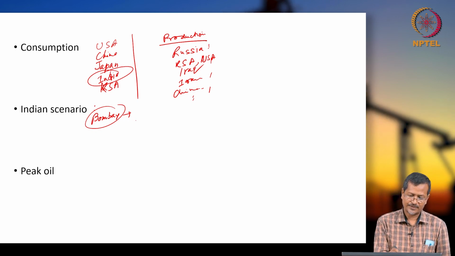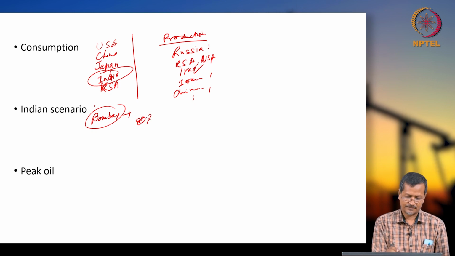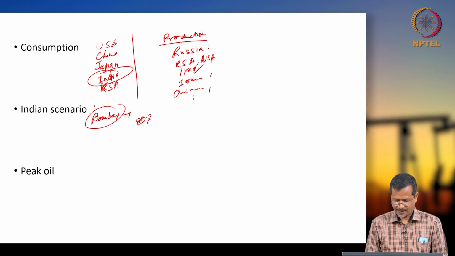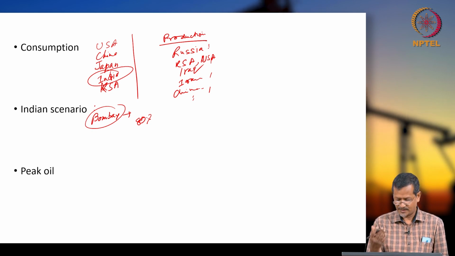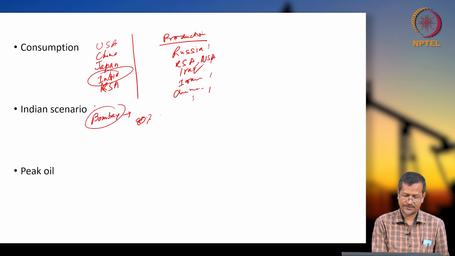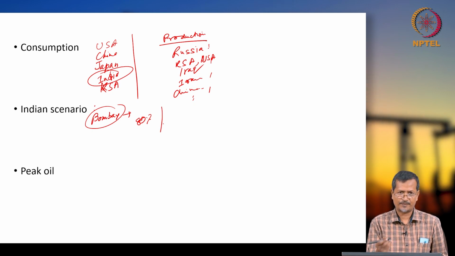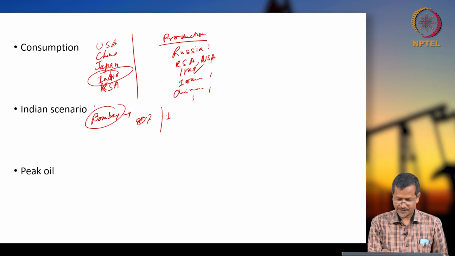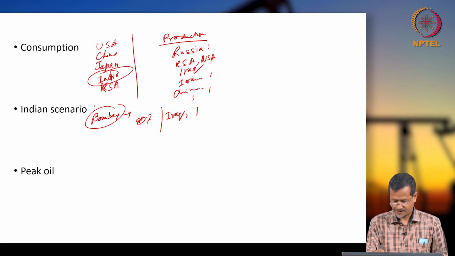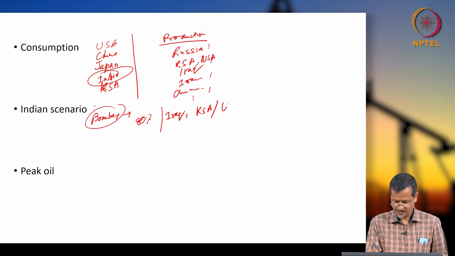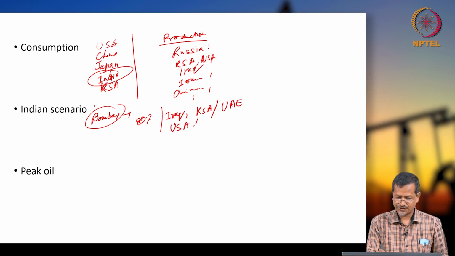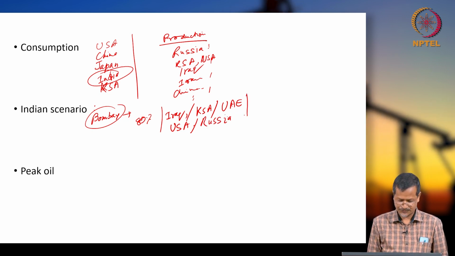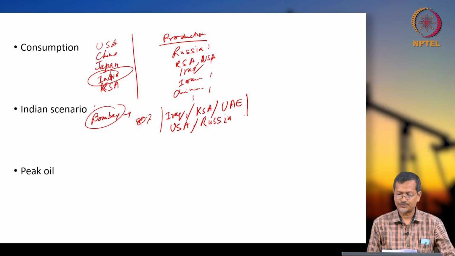India imports about 80% of its oil and gas from other countries, and our importing countries are basically Iraq, KSA, UAE, USA, Russia. You should remember these just for example. Russia and US trade was there previously, but now it has increased.